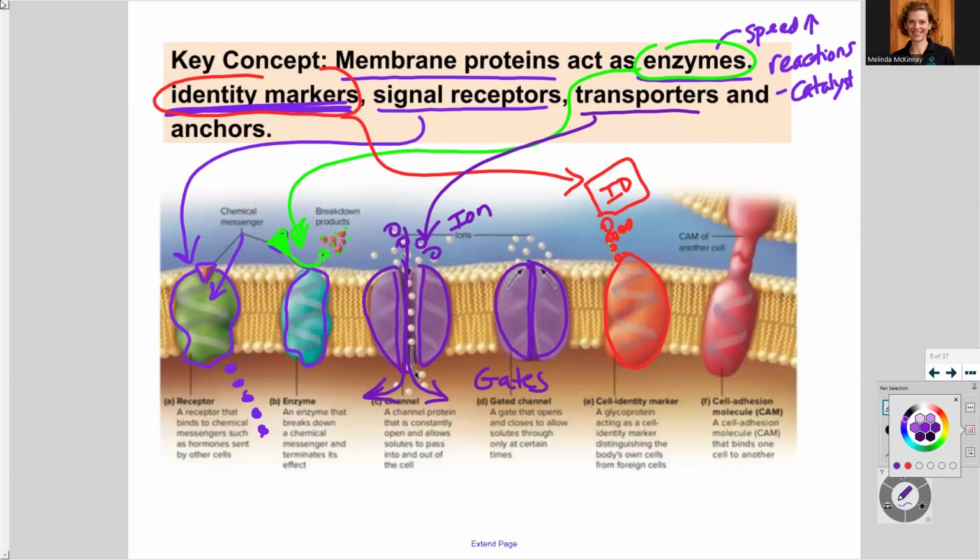And then the last one is an anchor. So the anchor, again, over here on the right side in red, could be attaching it to another cell. Okay. All right.